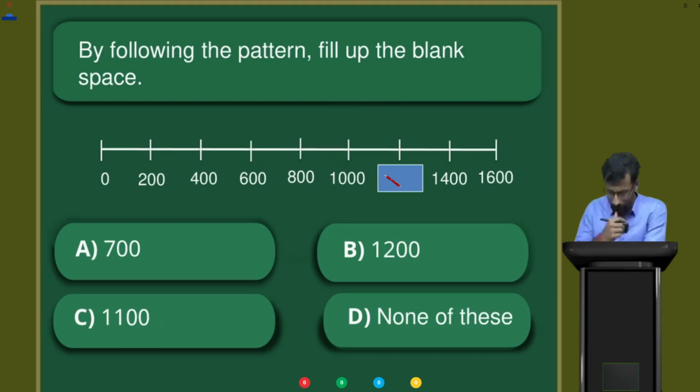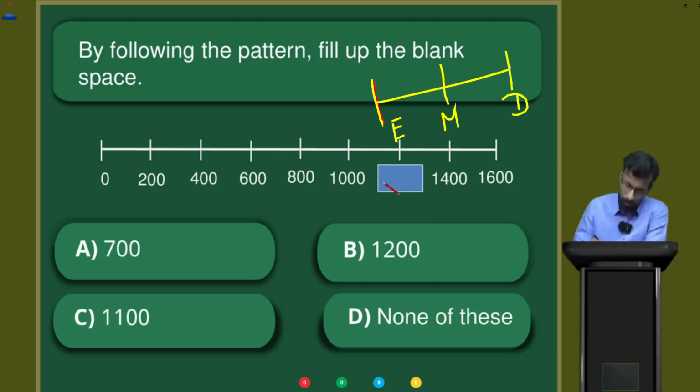Then the next question is, by following the pattern, fill up the blank space. We have to fill the blank space here. Again, it's our difficulty meter. So it's easy, it's moderate. The question lies here. Similarly, I'm giving you some seconds of time. Easy, moderate to difficult level questions we have seen in our earlier classes. But in this case, the question is very easy. 30 seconds more, students, answer it properly.